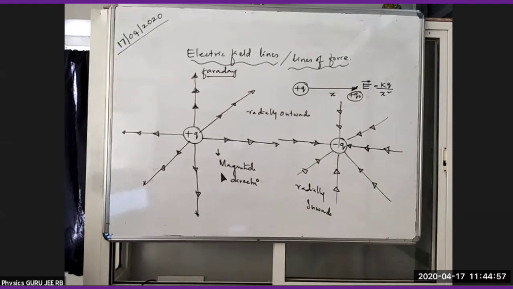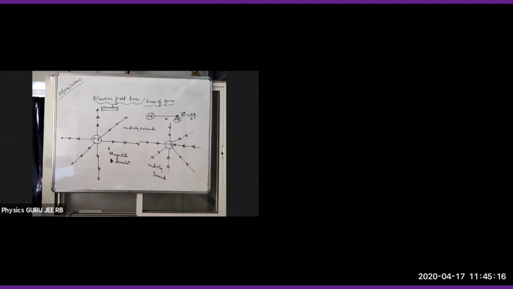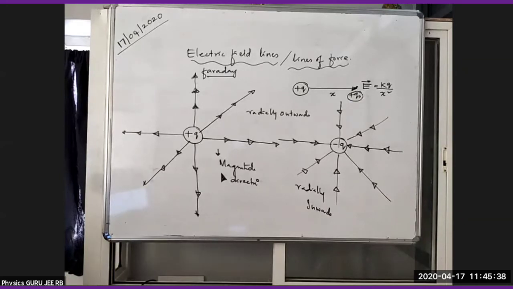Or another definition, the second definition: electric field lines are imaginary lines in a region of space, comma, time, along which a free positive test charge could move if it is allowed to do so.